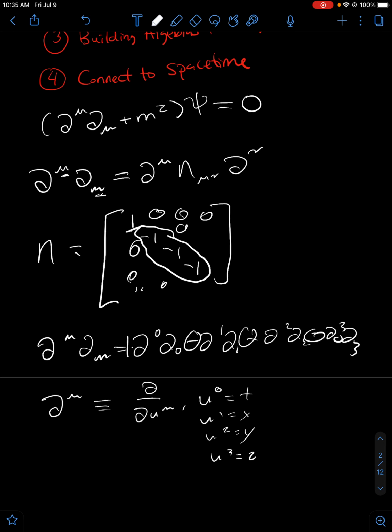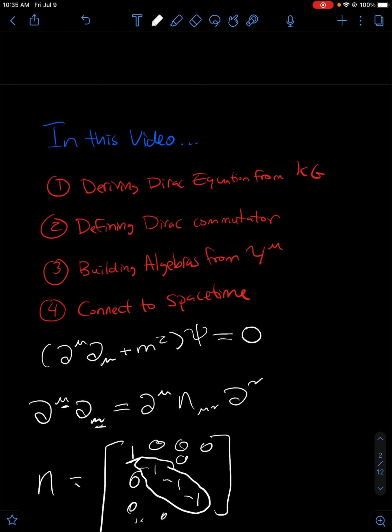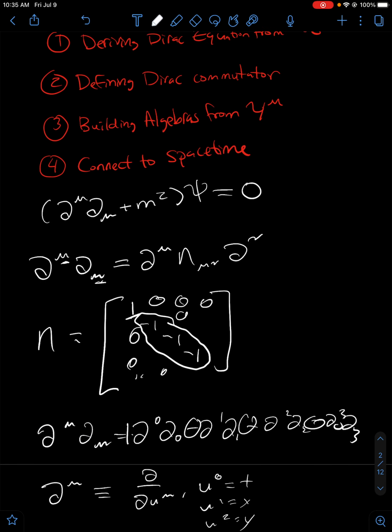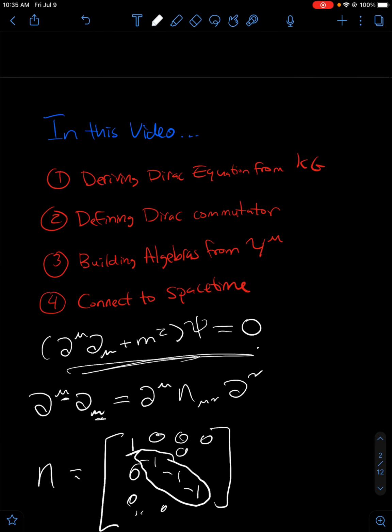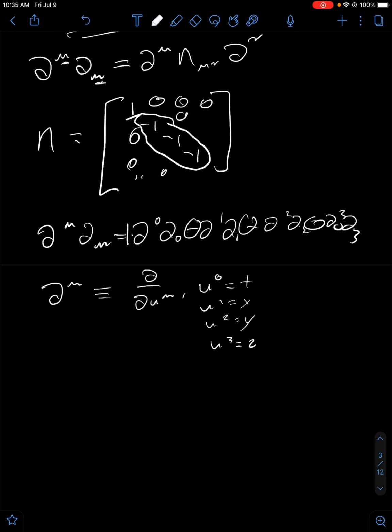So now that you got the notation down, let's actually talk about this equation. Now here, of course, is the Klein-Gordon equation, and it has a couple of problems. Let's just write it down again for space.